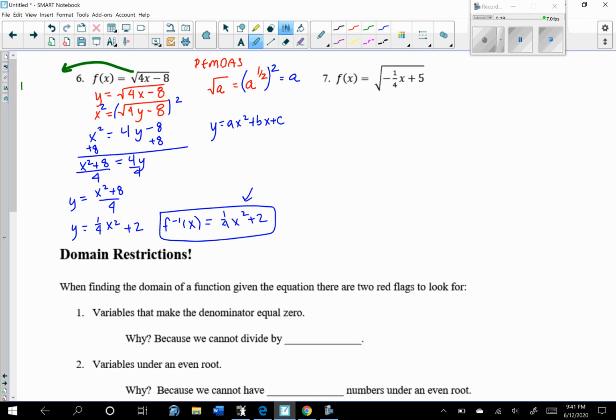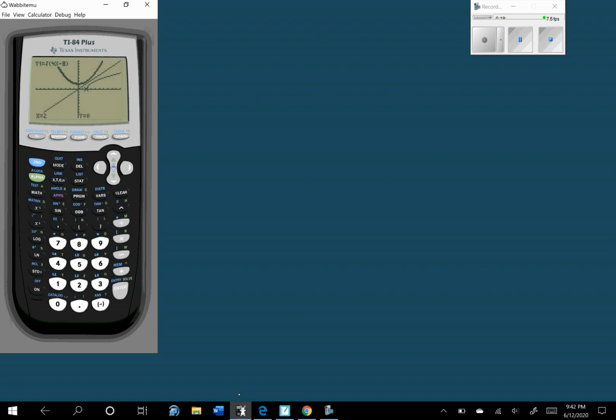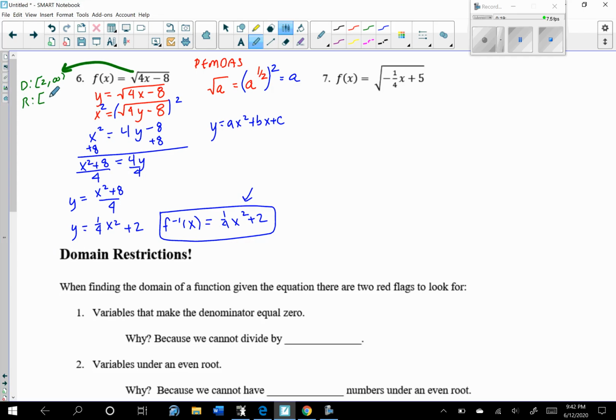So the domain is from brackets 2 comma infinity, and the range is from, so we go back to our graph. Notice that when we plug in 2, the lowest y value is 0. So that means the range, here's your y values from 0 to infinity, including 0. And remember, for the inverse, it's switching your x and your y. So that means we're going to switch our domain and our range. So that means the new domain that we're using is for only x values from 0 to infinity.